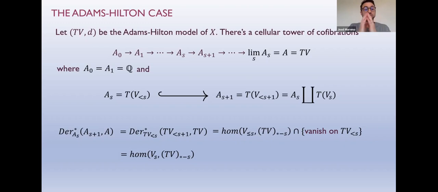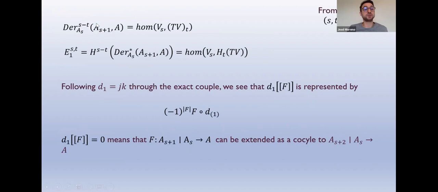So the derivations of a specified degree, taking coefficients in A, by the way, are just the linear maps from the generators that you are attaching to elements of degree T in your algebra. And now asking that something is a cocycle is asking that the image of a derivation lands onto cycles, and you can write it like a convolution when you write here the homology. So what I want to say is that whenever you have the first page and you have the Adams-Hilton model, you can explicitly write all of these.